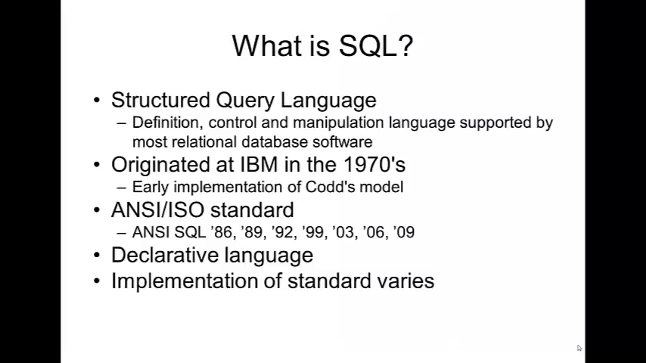So we've met what is SQL. We met last week, structured query language. It's the definition, control and manipulation language supported by most relational databases in some form or fashion. It originated, like most relational stuff, at IBM, International Business Machines, in the 1970s, in early implementations of Codd's models. It is an ISO, International Standards Organization, and ANSI, American National Standards Institute, standard. The ANSI SQL standards get updated every 5 to 10 years. The latest update was in 2009, so it's an ongoing, developing language.